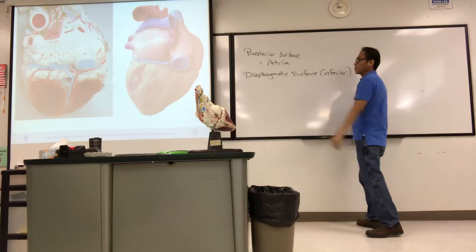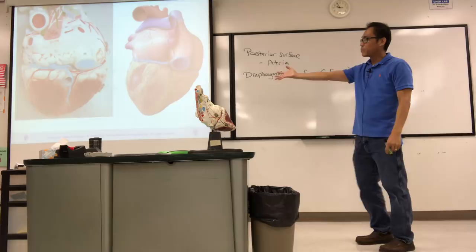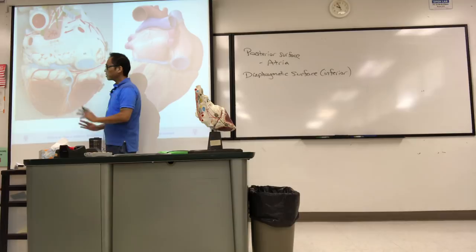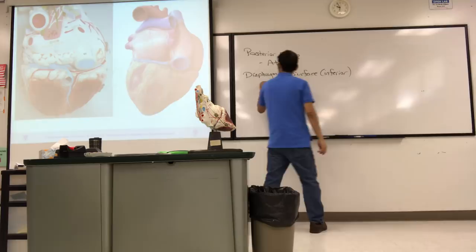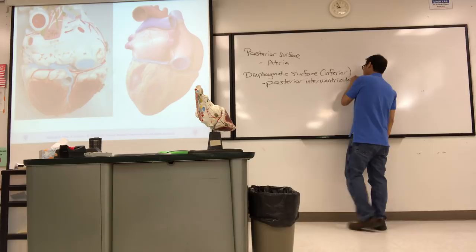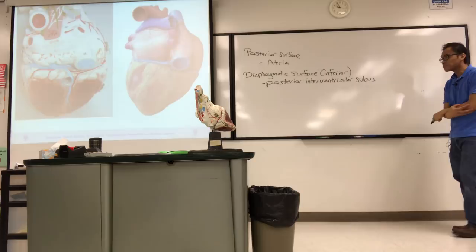So we see the atria kind of superiorly, and then we see the ventricles down here. It's kind of hard to see. You can see it better here with the coronary vessels. And then this kind of straight up and down sulcus, that's the posterior interventricular sulcus. Look at that. Again, filled with fat and coronary vessels.